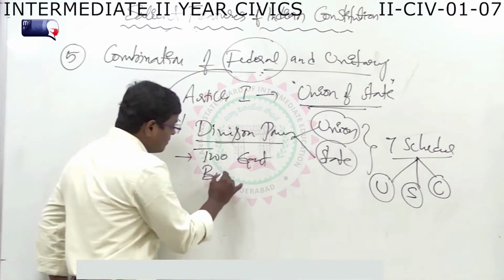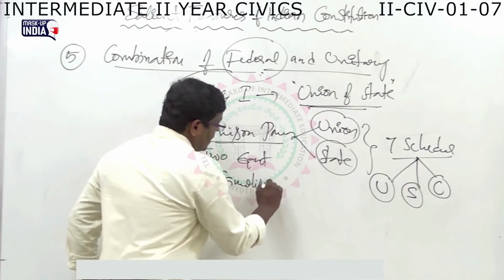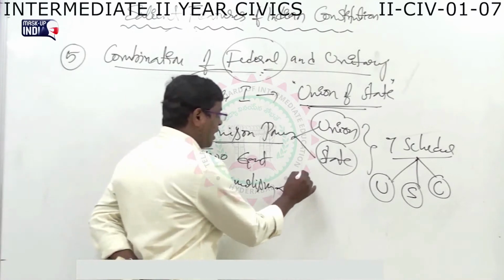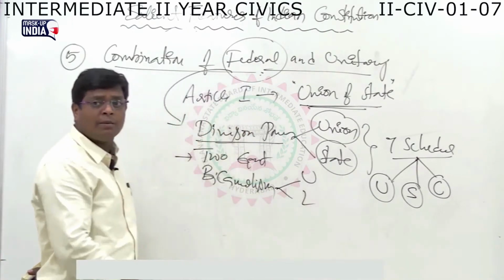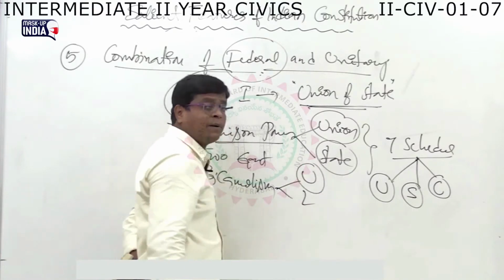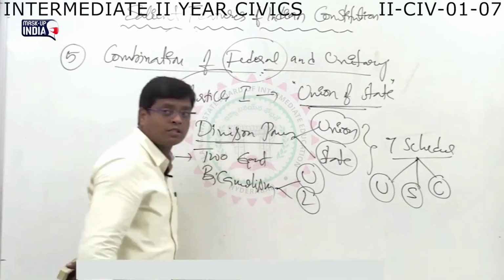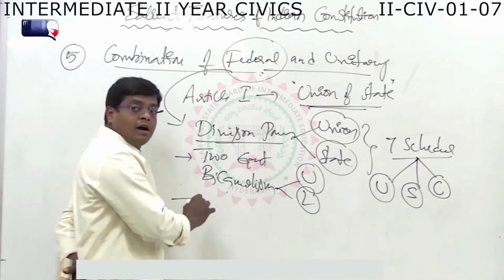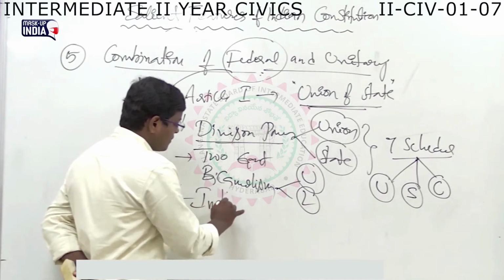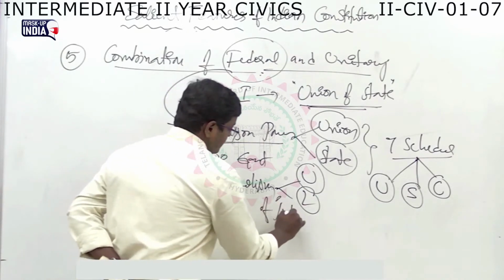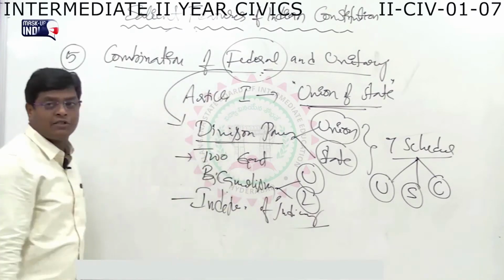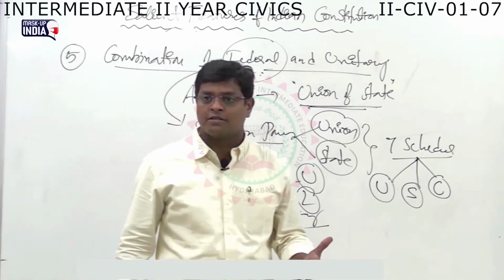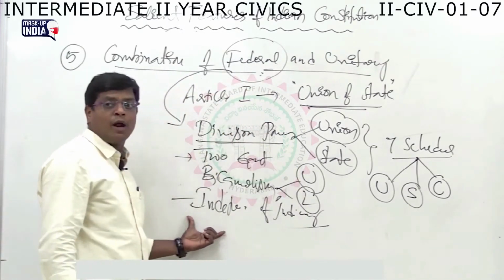There is a bicameralism, a legislature which contains 2 houses. You know that the Parliament of India contains 2 houses: upper house Rajya Sabha, lower house Lok Sabha. There is a bicameral system, and also independence of judiciary. So this is also one of the federal features. Like this, in the Indian Constitution, we have some federal features. That's why India is considered as federal.